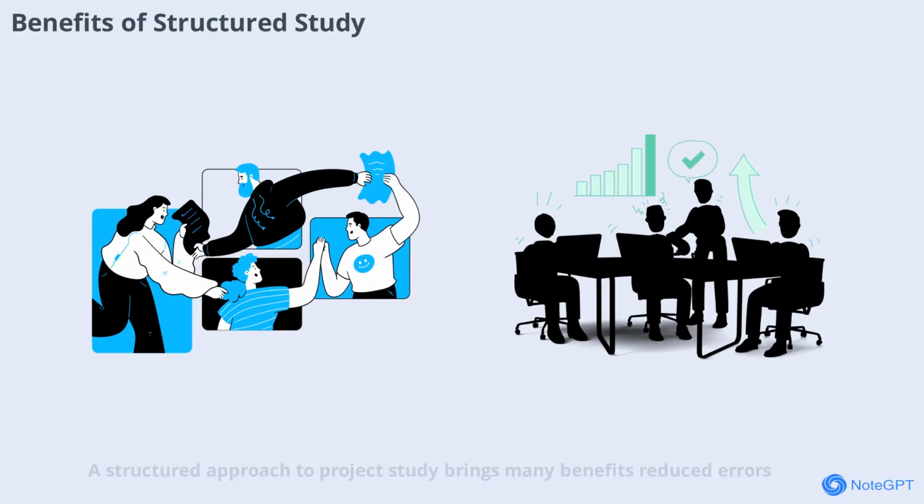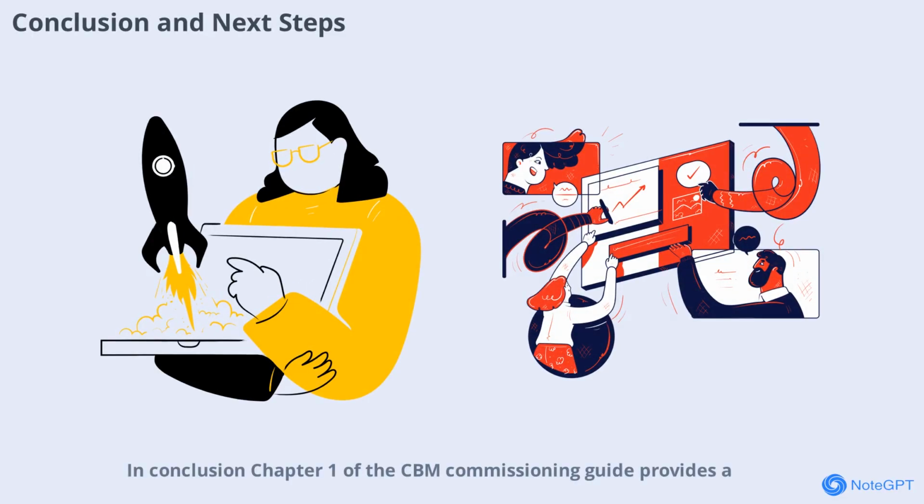A structured approach to project study brings many benefits: reduced errors, faster troubleshooting, improved safety, and smoother commissioning. By following the guidelines in Chapter 1, you set yourself up for success and contribute to the overall reliability of the plant's automation system.